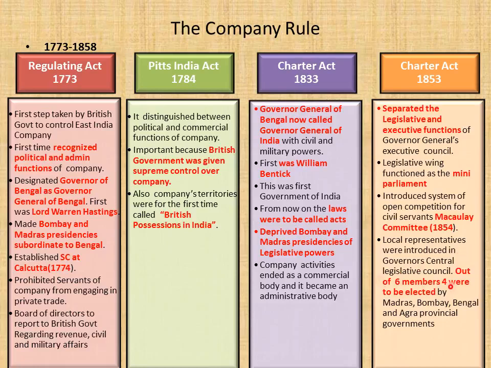So from now onwards, out of the 6 members in this council, 4 were to be elected by the Madras, Bombay, Bengal and the Agra provincial governments. So basically the south, center, east and the northern parts were covered so that they also had equal participation while making the laws. So these were the 4 acts that were passed during the Company rule.